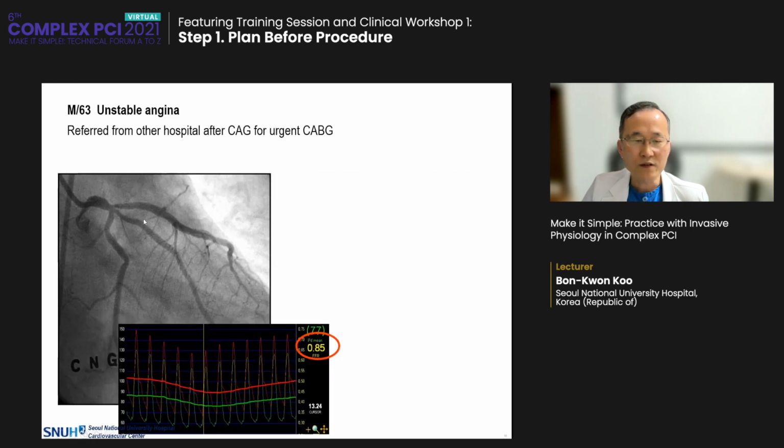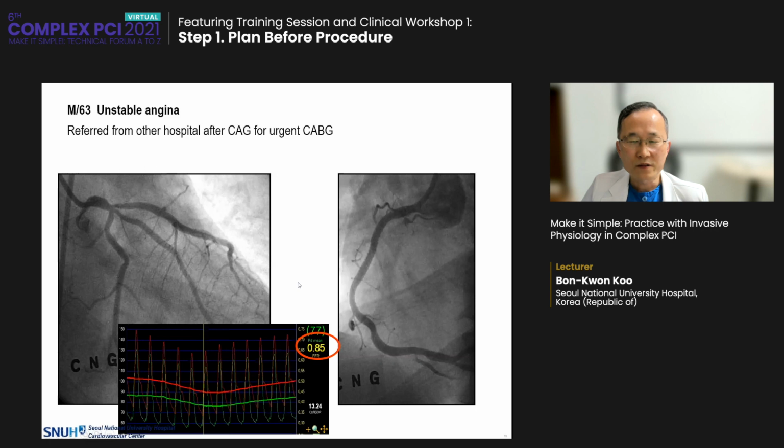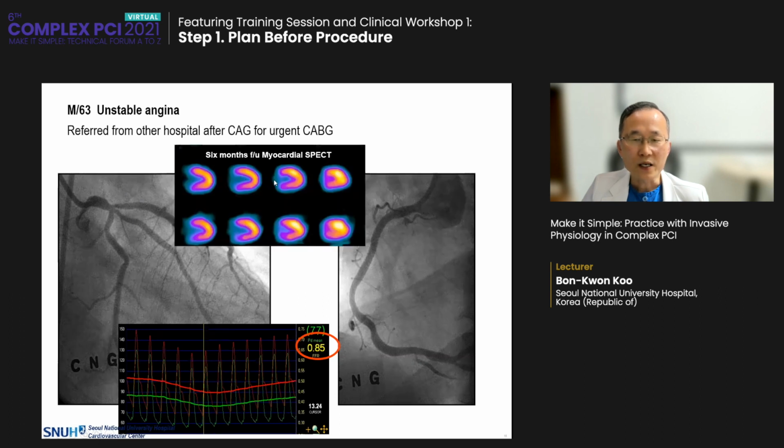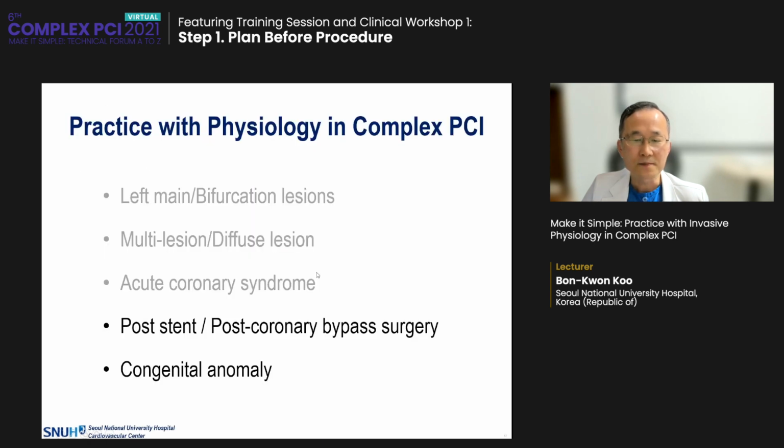So I measured the FFR for this left main LAD lesion, and it was 0.85 despite the LAD ostial MLA of 3 square millimeters. So the lesion is now physiologically 1 vessel disease, and this lesion is fixed. You may still be uncomfortable with leaving this alone, but the follow-up myocardial perfusion scan shows that there is no perfusion defect here. Finally, let me move to a little bit more complicated situation, post-bypass surgery and congenital anomaly.